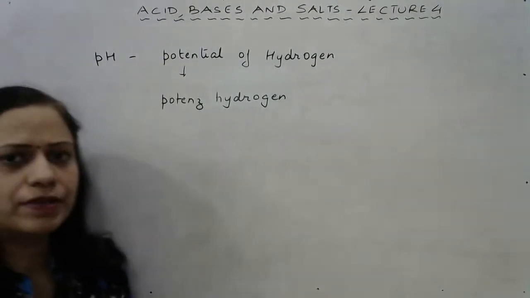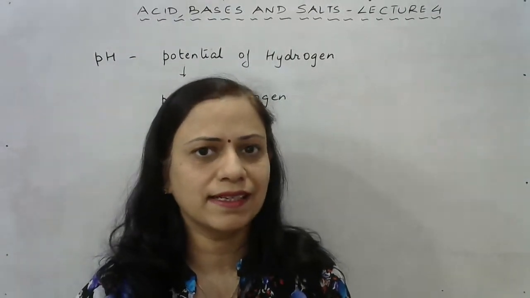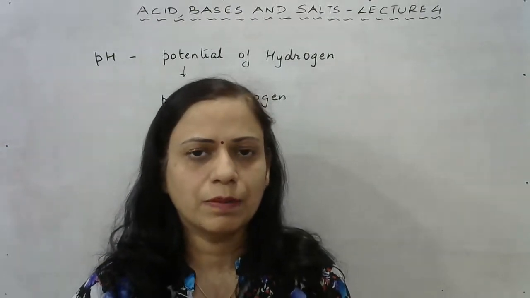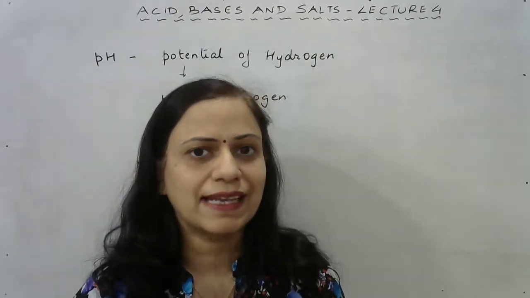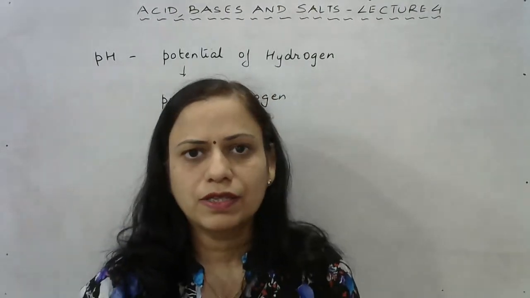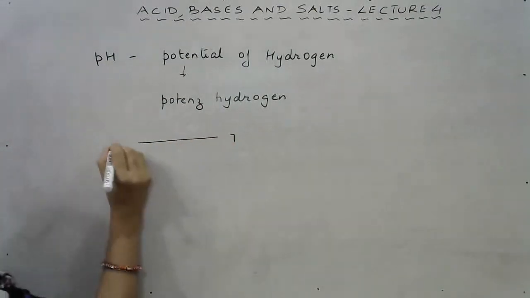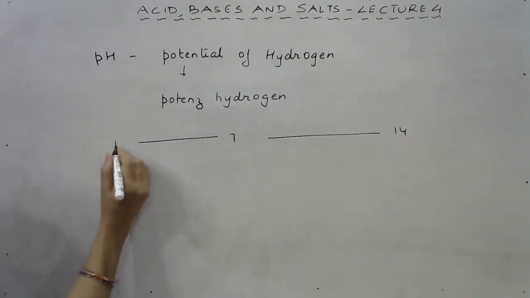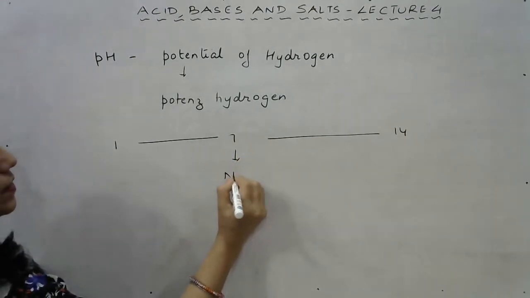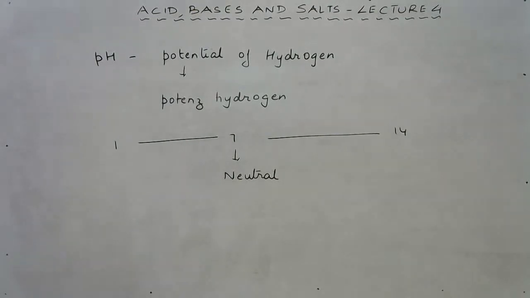So pH depends on how many hydrogen ions are present in a particular solution. If the number of hydrogen ions is more, the pH is less, and if the number of hydrogen ions is less, the pH is more. So basically it is a scale from 7 towards 1 and then towards 14, where 7 represents neutral nature. That means if a substance is having a pH of 7, it is neither acidic nor basic, it is neutral.